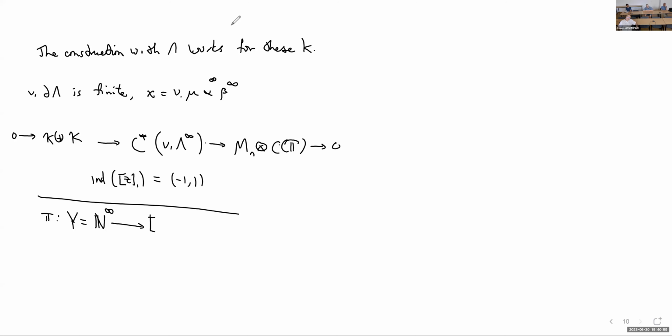And what it does is it takes this potentially non-simple infinite continued fraction. So this map pi is bijective.